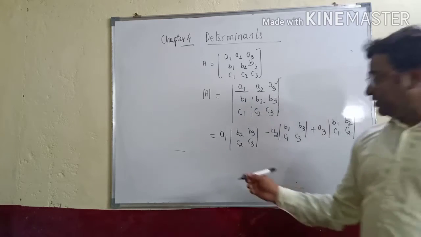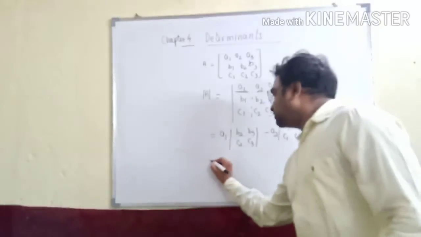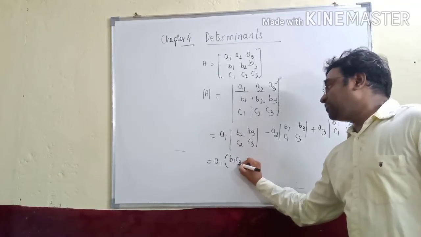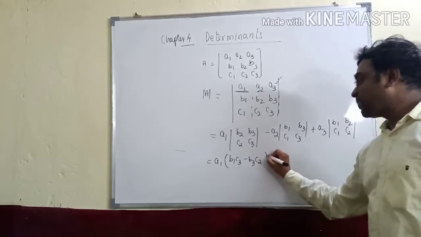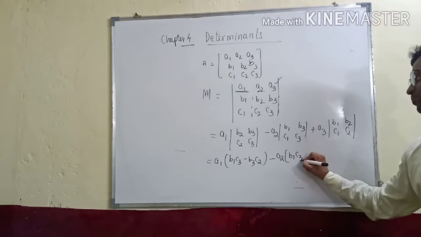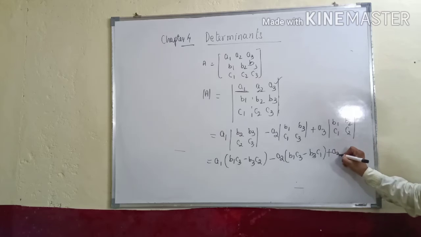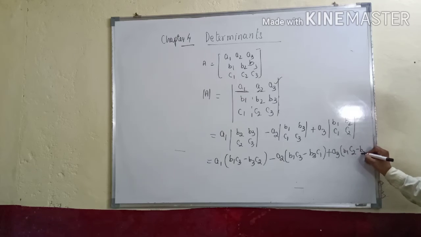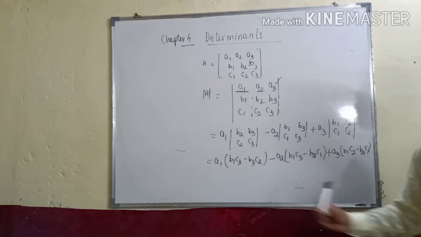Now it is an easy way to go for the expansion of second order. As I told you, this will be A1 only. Here you will directly multiply B2, C3, and a negative sign, B3, C2 will be here, minus A2 times B1, C3 minus B3, C1, and the last term is A3 times B1, C2 minus B2, C1. Now you can go for the expansion part and you will get the solution.